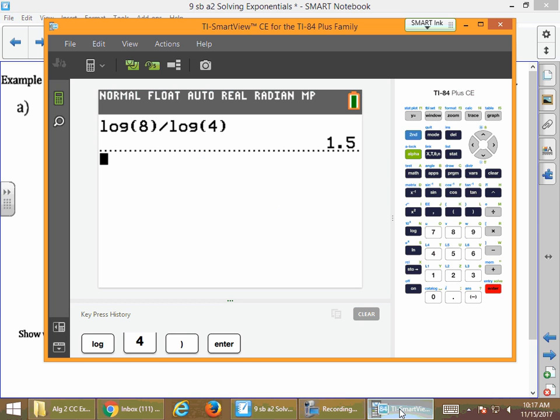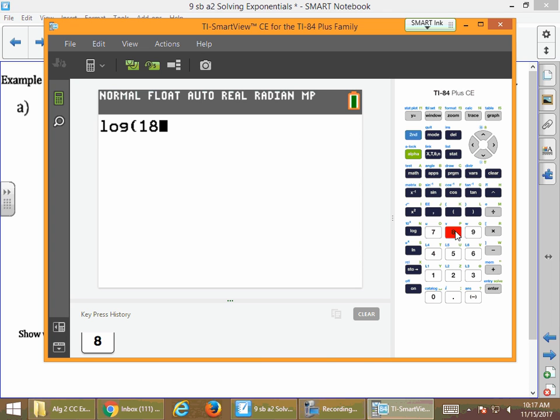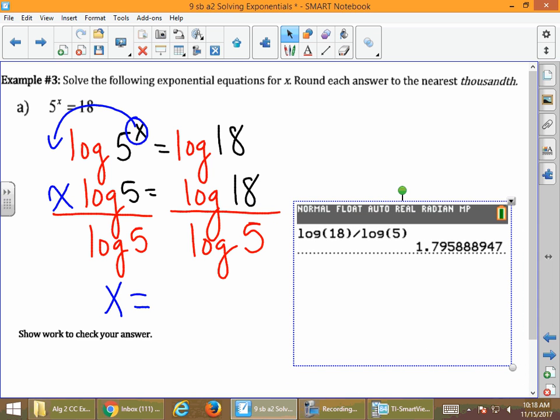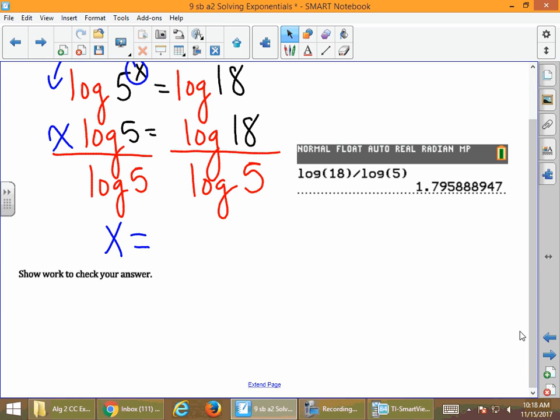So we come over here to our calculator. Log 18, close the parentheses, divided by log of 5, close the parentheses, enter, gives us this big long decimal. As we look a little more closely at our directions, it says round to the nearest thousandth. Well, the thousandths is the third decimal place, so we need to look at the fourth spot there, the 8, to determine what to round to. Because 8 is 5 or higher, that 5 right before the 8 is going to round up, and we get 1.796.